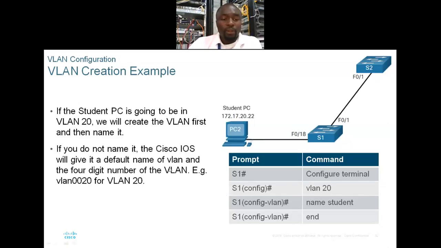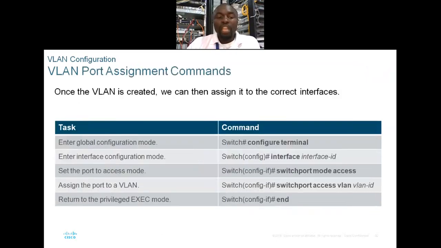All right. So if you do not name that particular VLAN, the Cisco IOS will give it a default name of VLAN and the 4-digit number of the VLAN. For instance, it will give you VLAN0020 for VLAN 20. That's going to be the name of that. So it's always advisable for best practices to name your VLANs.